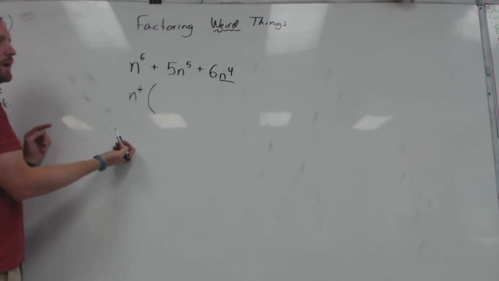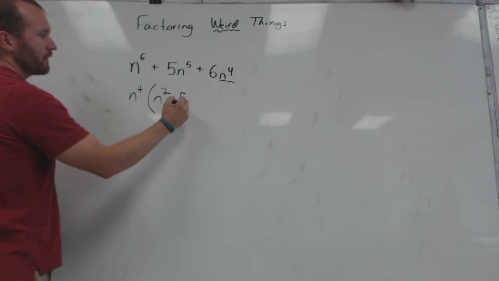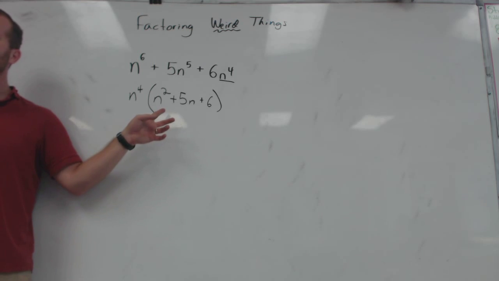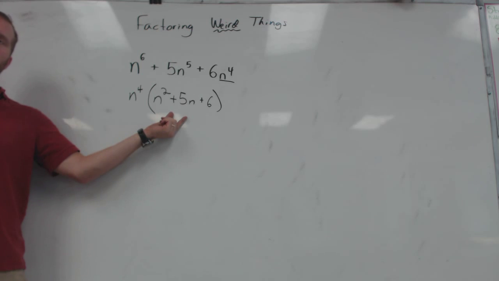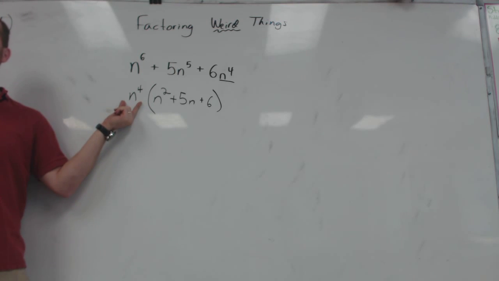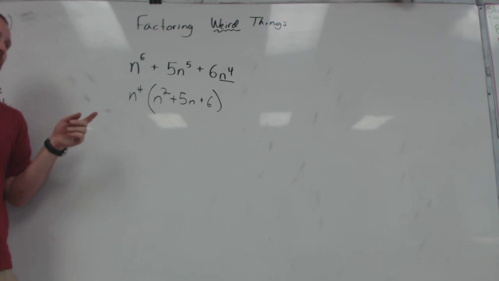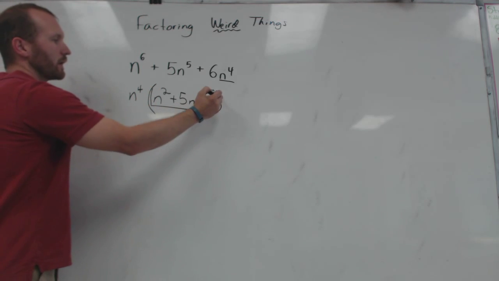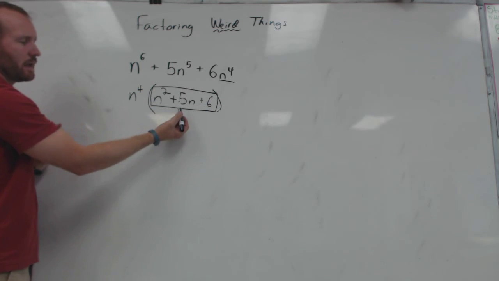So if I pull an n to the 4th out, all of a sudden, n squared plus 5n plus 6, this looks a lot more familiar. When I factor this, I have to remember that the n to the 4th is still there. And that's, I think, the trickiest part, actually. When you get to the last step, don't forget about this. So in this example, I'm looking for factors of 6 that add up to 5. Basically, I'm just focusing on this now, and I'm kind of ignoring everything else. So factors of 6 that add up to 5.